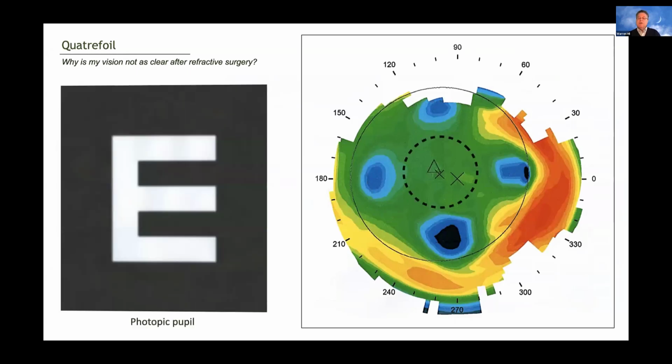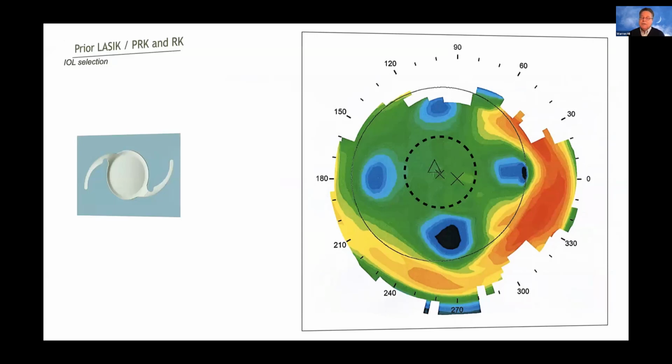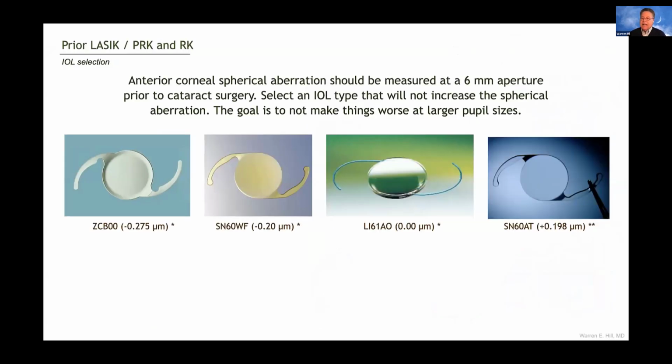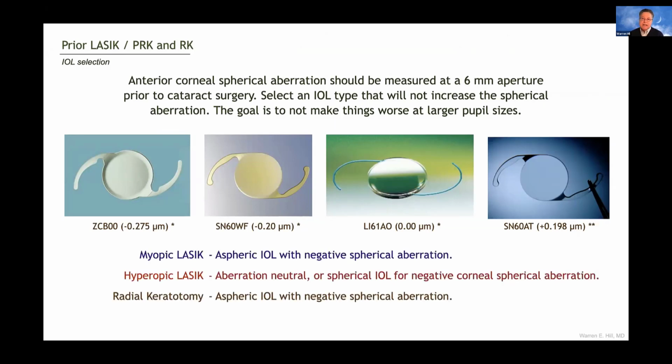Photopic pupil is going to be normal because it looks normal in the center. Now, what type of lenses do we use for these patients? Well, it depends on what they have. If they have a flat central cornea, we're going to use an aspheric lens that adds negative spherical aberration. And that would go for radial keratotomy or myopic LASIK or PRK.